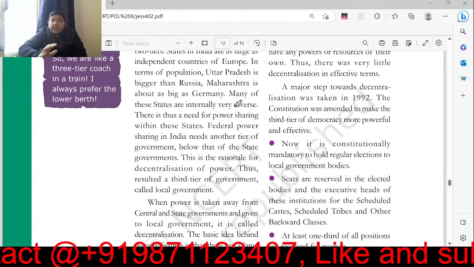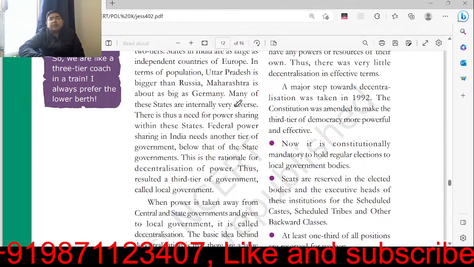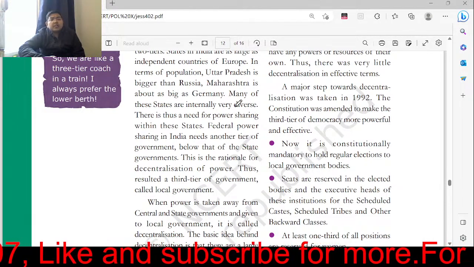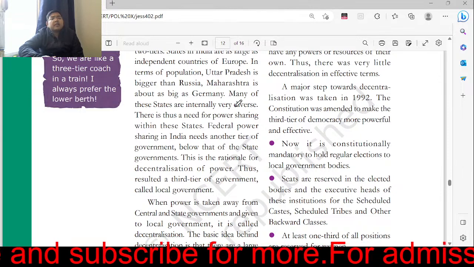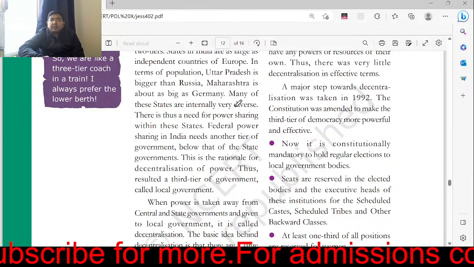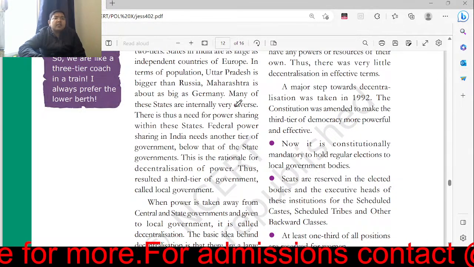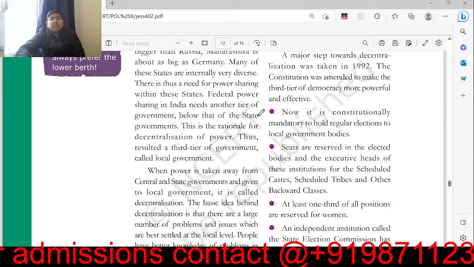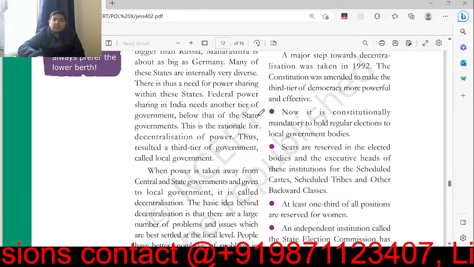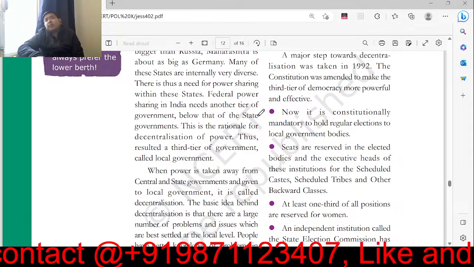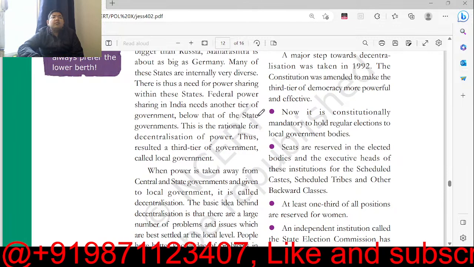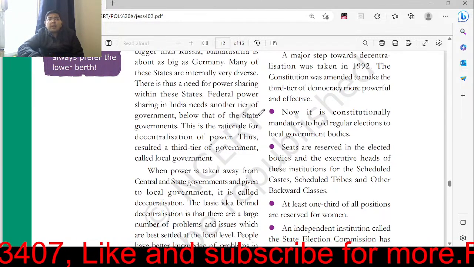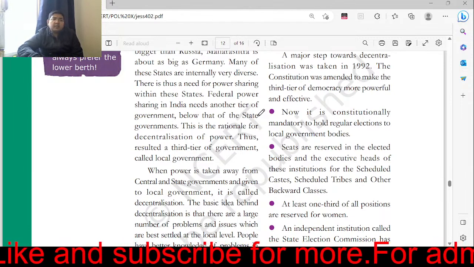Then, in order to have the participation of the local people without any hindrance, seats are also reserved in those bodies for SCs and STs and backward classes. And for the first time in this third tier, we have a one-third seat reservation for women. That means at least one-third of local leaders will come from the female gender, to ensure proper participation of everyone.